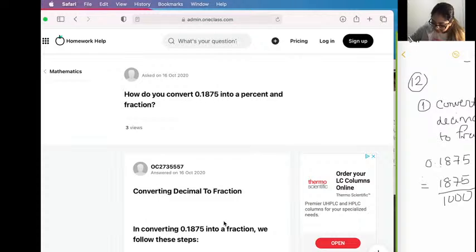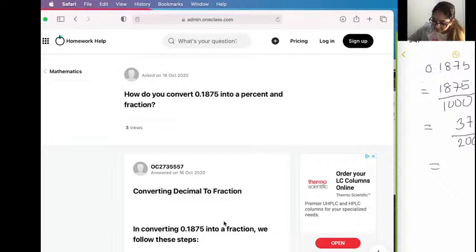And then what we get here is 375 over 2000. We can divide this further by 5, since both are divisible by 5: the numerator ends in 5, and the denominator has a 0. 5 is divisible by the tens column number also.